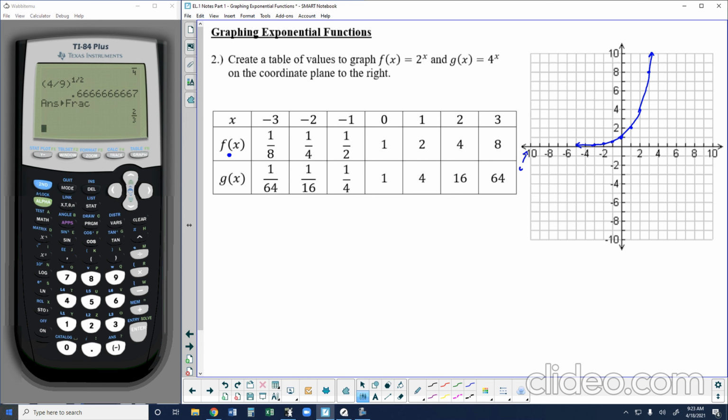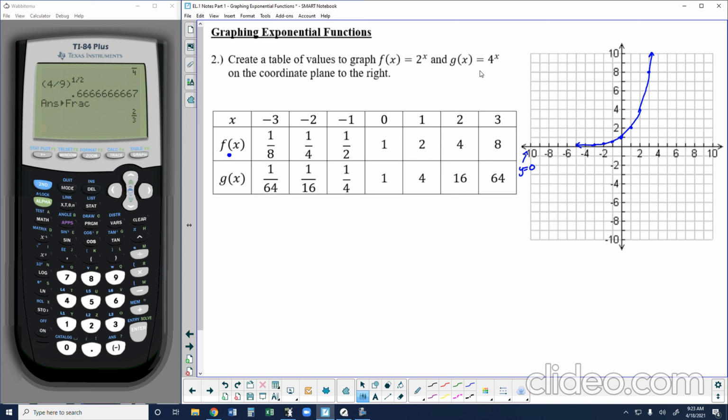So at the line y equals 0, which is the x-axis, there's an asymptote. As we go further and further to the left, we get closer and closer to this line, y equals 0, but we do not cross it. Now let's take a look at how g of x compares to f of x.